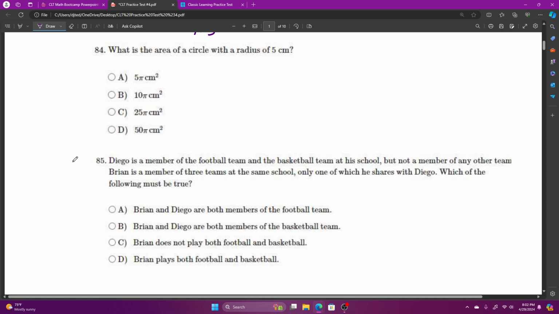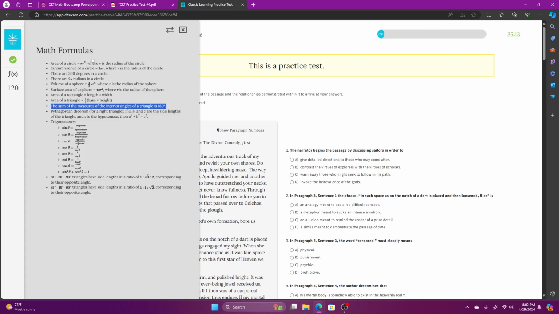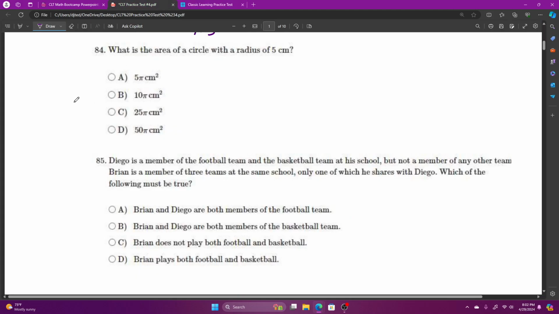Question number 84 says, what is the area of a circle with a radius of 5 centimeters? Again, I'm going to refer back to my reference sheet. And right at the top, the first thing on here is the area of a circle equals pi r squared, where r is the radius of the circle.